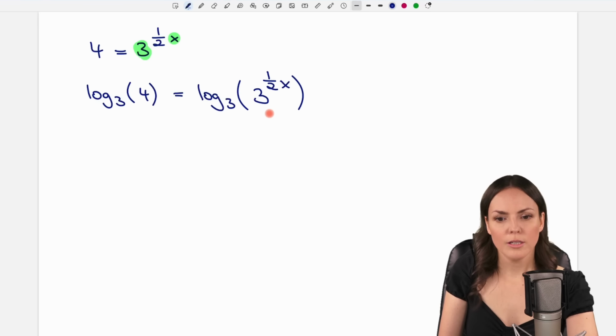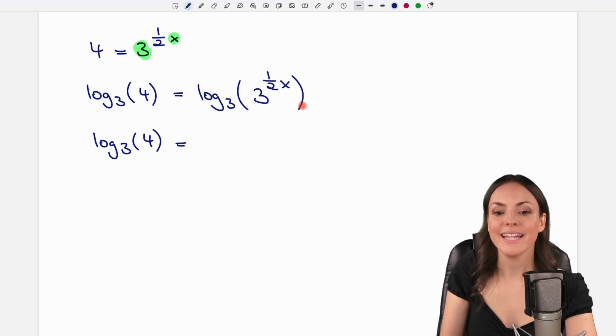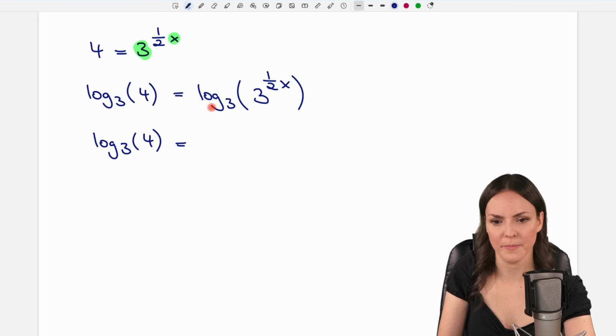This looks a little bit more complicated than this, I admit that, but it's really good as it is right now. We just leave the left side as it is because this is just a number. There is no x in here. But here we can use a rule for the logarithm.